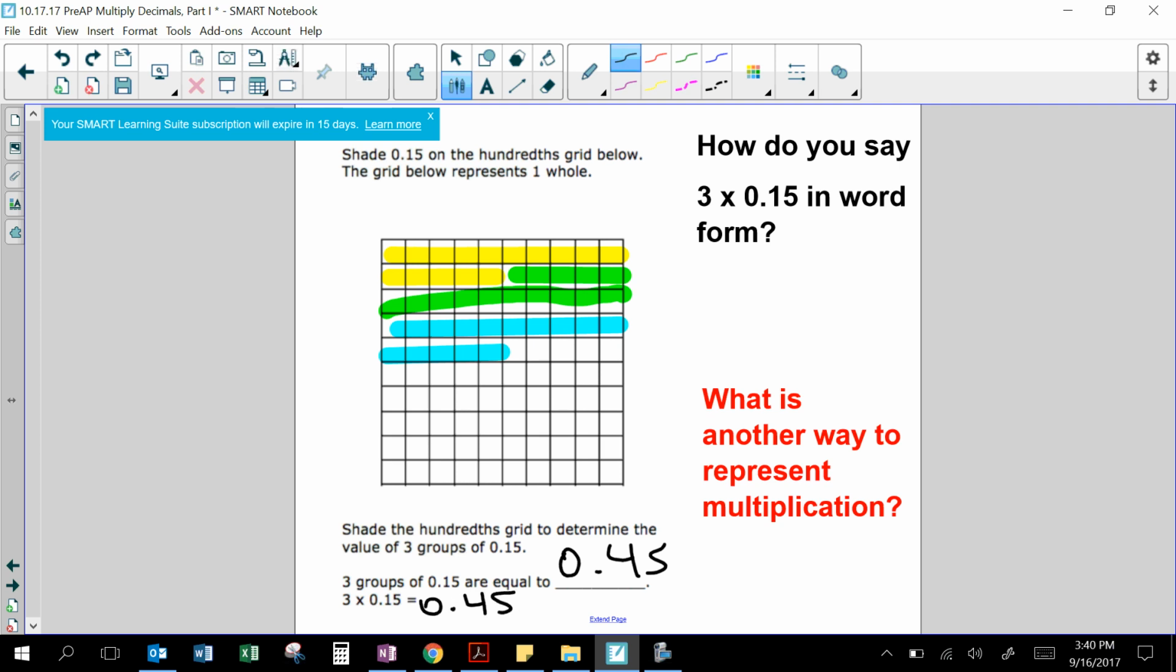What is another way to represent this? So how do you say 3 times 15 hundredths in word form? 3 groups of 15 hundredths. What is another way to represent multiplication? What if you don't like multiplication? We have some kids who prefer repeated addition. 15 hundredths plus 15 hundredths plus 15 hundredths is 45 hundredths.